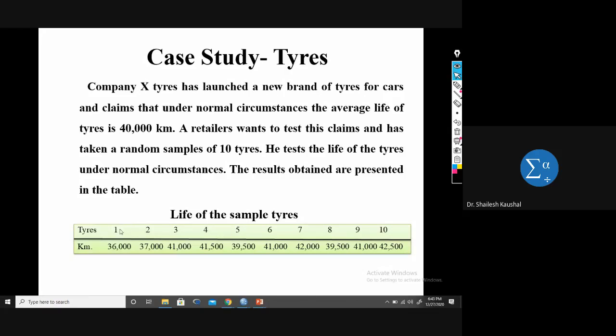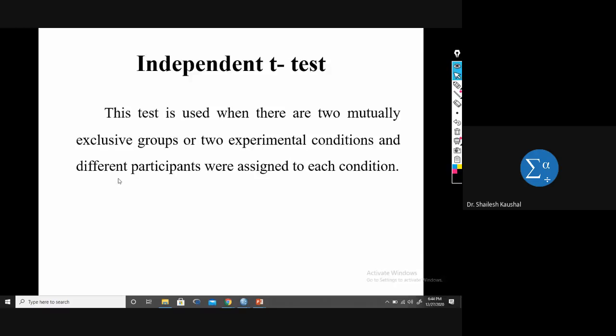random samples. The first tire ran 36,000 kilometers. Second 37,000, 41,000, 41,500. These are the observations. Now we check whether his claim is right or wrong.